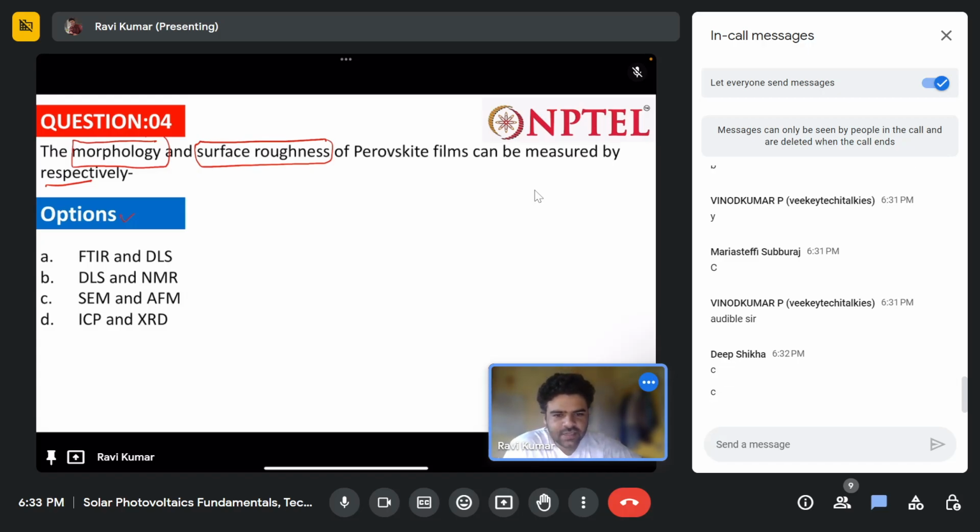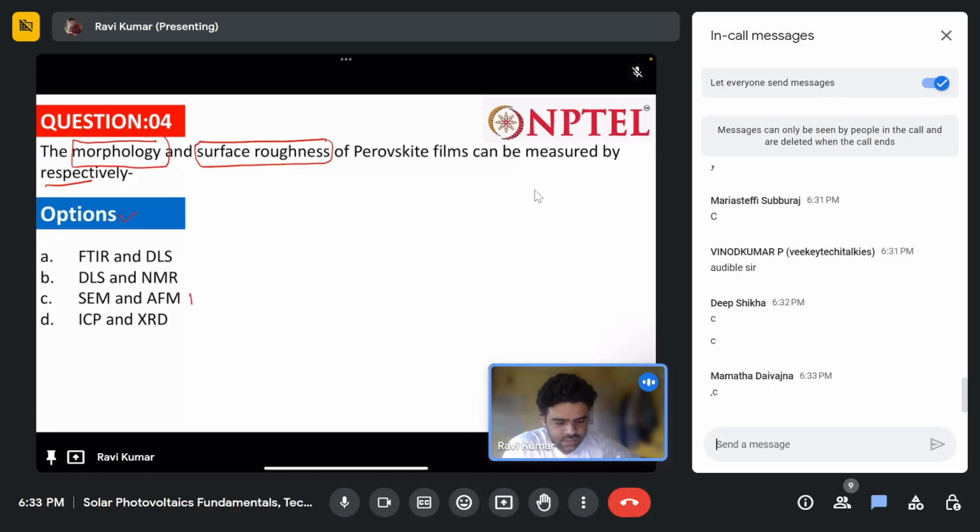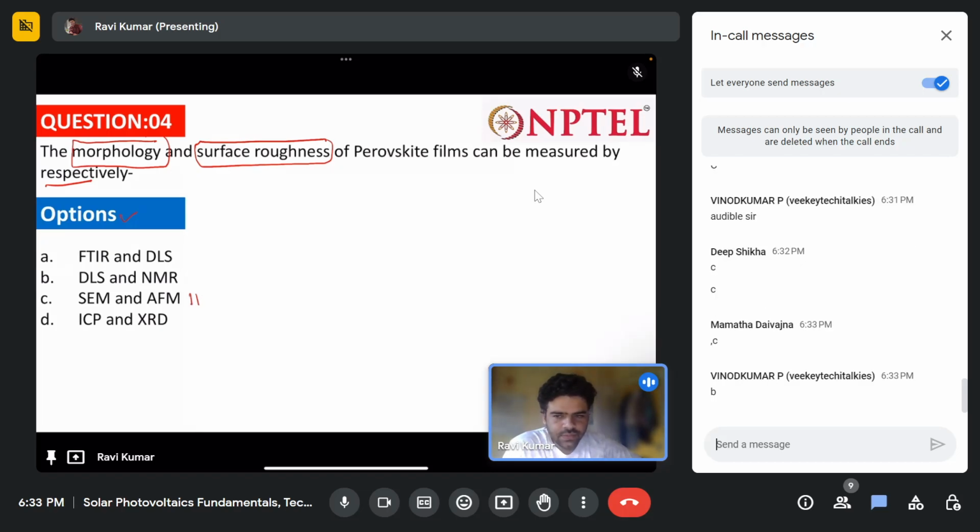Deepshikha is saying C. Okay. Mamta is also saying C. Vinod is saying B. Vinod, what is the full form of NMR? It is nuclear magnetic resonance, and it is used for what purpose? To check the purity or content. So it cannot be used for surface roughness.